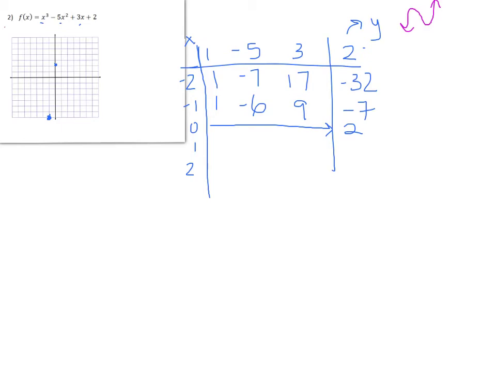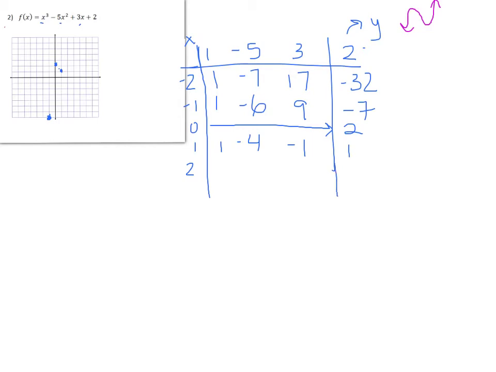Alright, next value down, we drop down the 1. 1 times 1 is 1, plus negative 5 is negative 4. Negative 4 times 1 is negative 4, plus 3 is negative 1. Negative 1 times positive 1 is negative 1, plus 2 is 1. So this tells us we have the point 1, 1, so we can graph that point 1, 1.